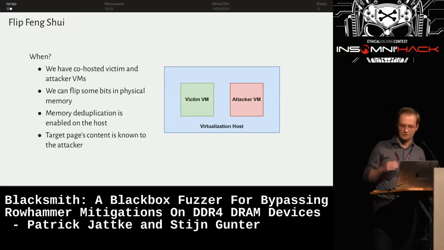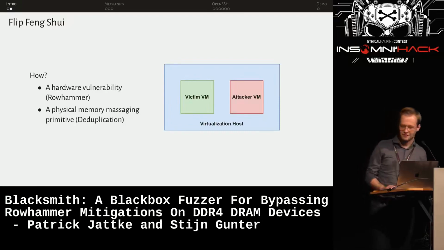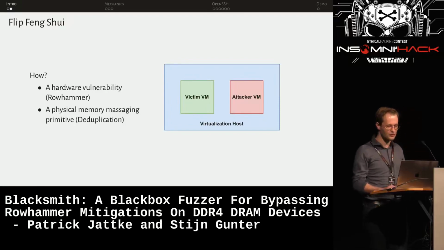We have to have memory duplication enabled on the host. We'll see the why and how of this later. And also, not unimportantly, we have to know the content of the page. So we have to know the content of the memory in which we're going to cast a bit flip beforehand. So, okay, if those guarantees are met, how do we actually perform the attack?